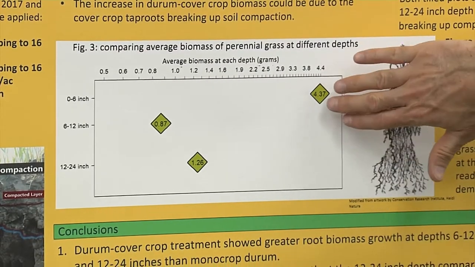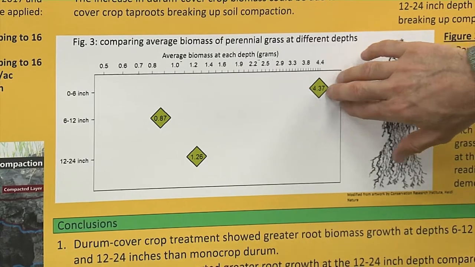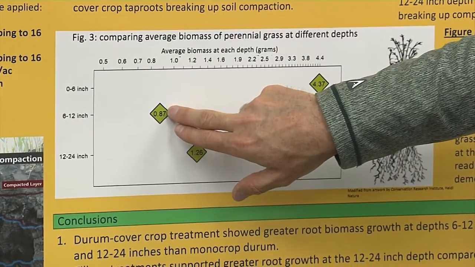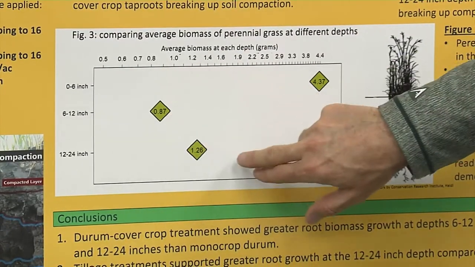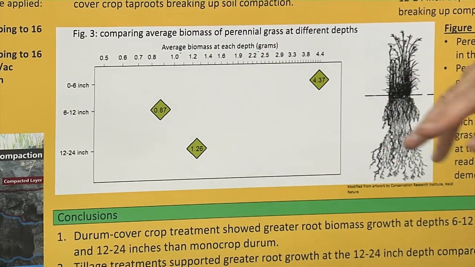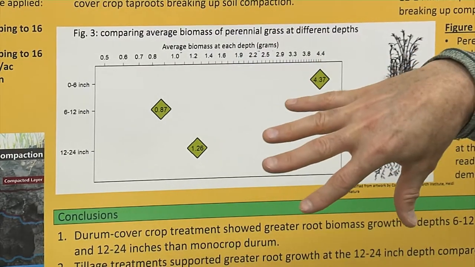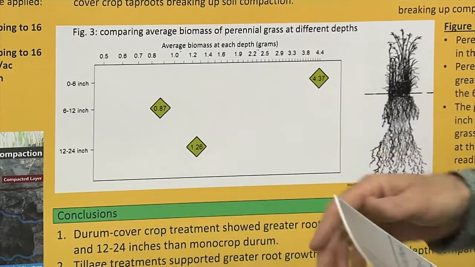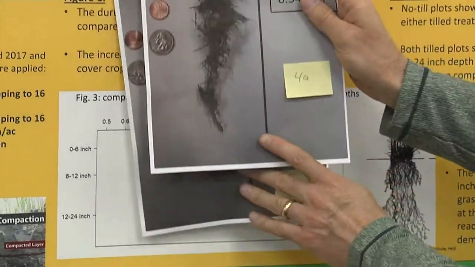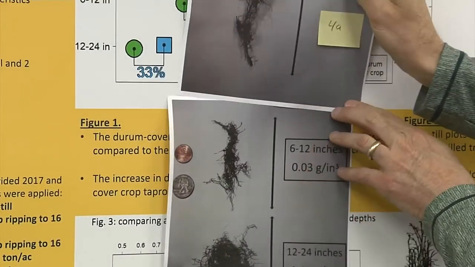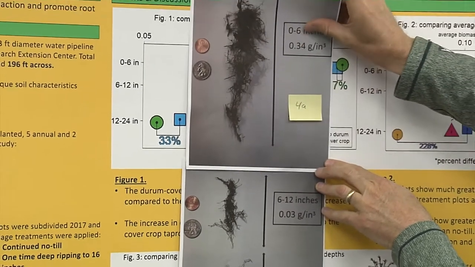Well, you see that you have a lot of roots at the surface. The 6 to 12, where all the compaction is, you have a lot less roots. And as those roots get below that area, they can start to explore again. And then therefore, you get more roots. So here's what Nick had collected yesterday. And this shows exactly that.